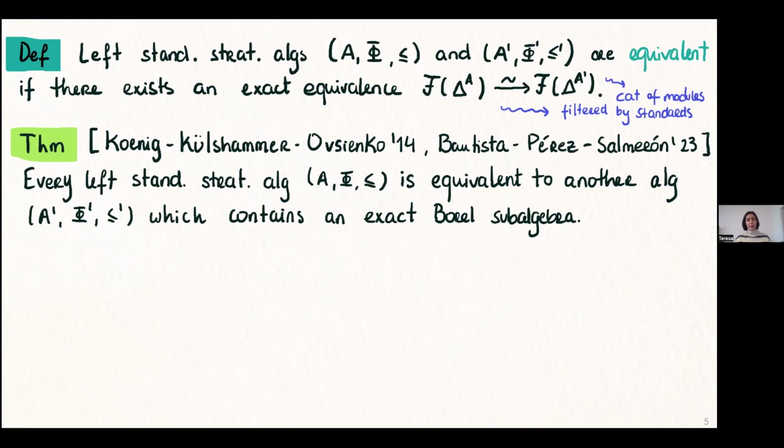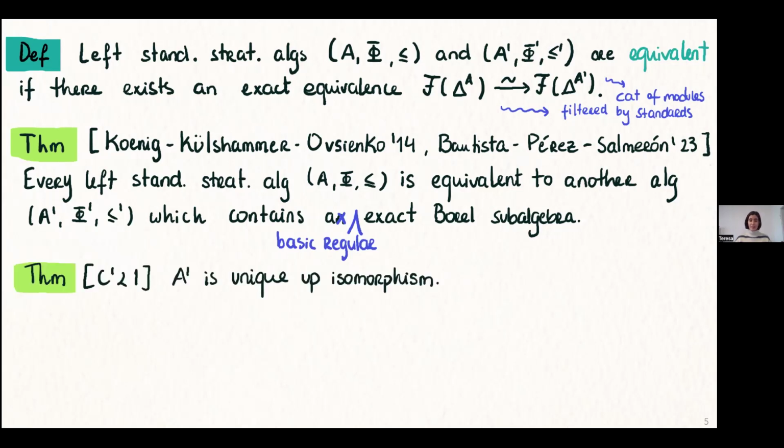So A may not contain one, but it's equivalent to another one, A prime, which is guaranteed to have an exact Borel subalgebra. And this exact Borel subalgebra in the theorem may be required to be regular. The theorem is still true. And in fact, we may also ask it to be basic. And now we inquire whether such an algebra A prime equivalent to A and containing a basic regular exact Borel subalgebra is unique. And the answer is yes, such an A prime is unique up to isomorphism.